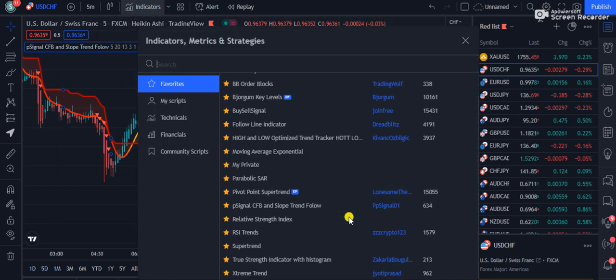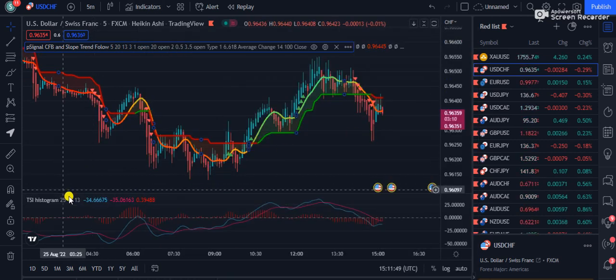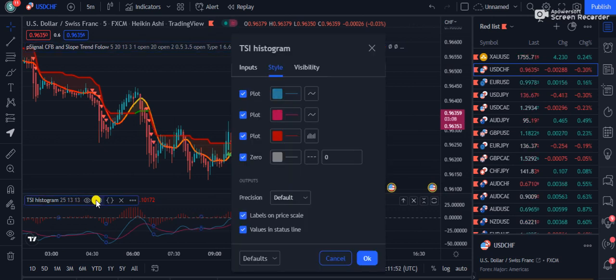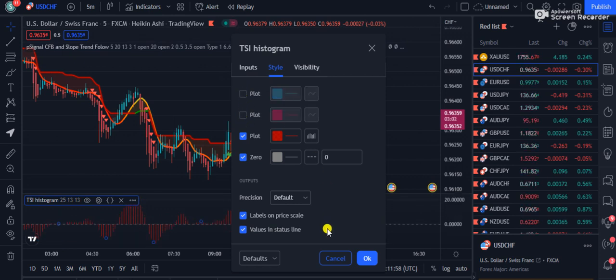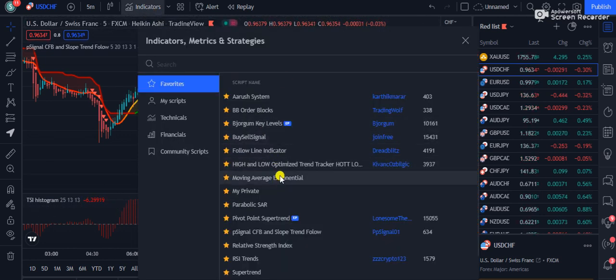The second indicator that we will be using in this strategy is true strength indicator with histogram, and that is by Zakaria. Okay, so only 213 traders are using this indicator. Now we also need a change in this setup. We are going inside the style section, and we want to uncheck the first two plots, right? Okay, so the histogram is ready.